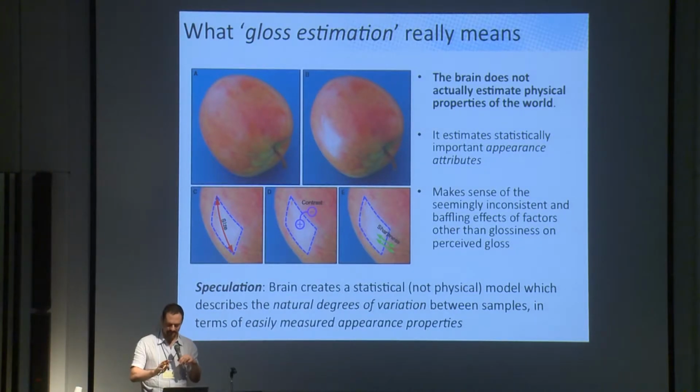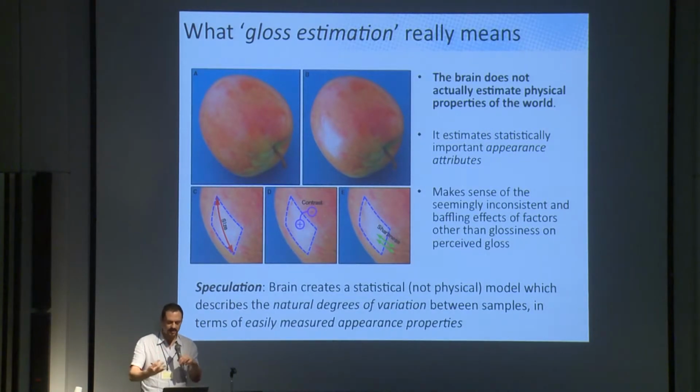So once again, just to put this again, what I would argue is that the brain creates a statistical model which describes the natural degrees of variation between the samples that you might encounter, expressed in terms of easily measured appearance attributes, so the stuff that you're seeing in the image. So it's basically saying, oh, I see the surface, I find the highlight, I'm going to try and build a statistical model of how highlights tend to behave under different conditions.